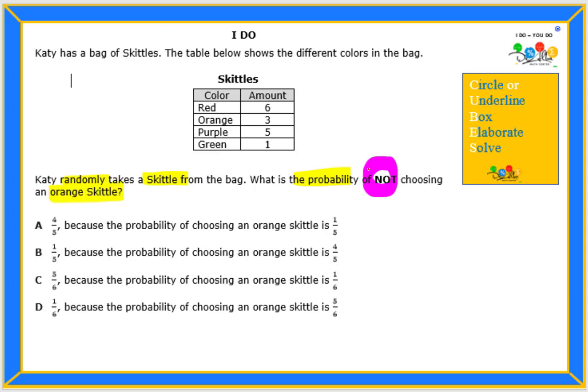So the question is, what is the probability of not choosing the orange Skittle? So we are looking for the complement of choosing orange. So let's go ahead and find the probability of getting orange. So remember, to find the probability, I will find the favorable outcomes, which are my orange, and I will need the total.